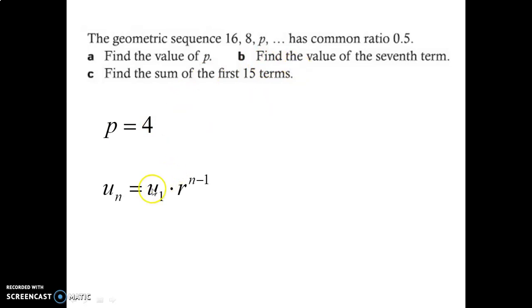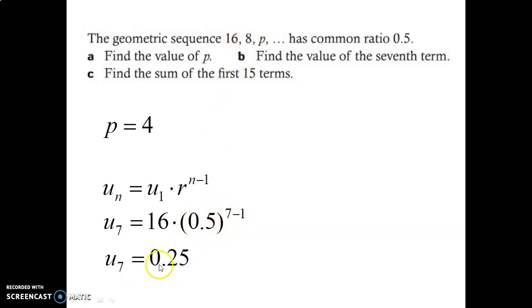In a geometric sequence, this is our formula for finding any term in the sequence, right? And we're going to look for U7, the seventh term. U1 goes here. Common ratio value goes here, which is 0.5, we said, and then 7 minus 1. So our seventh term is 0.25.